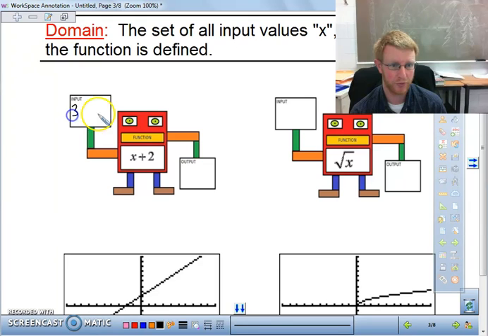If I plug in 3, what do I get? I get 5. If I plug in -2, what do I get? I get 0. And you start plugging all these values in, and you start to realize that there is no restriction to what we plug in.